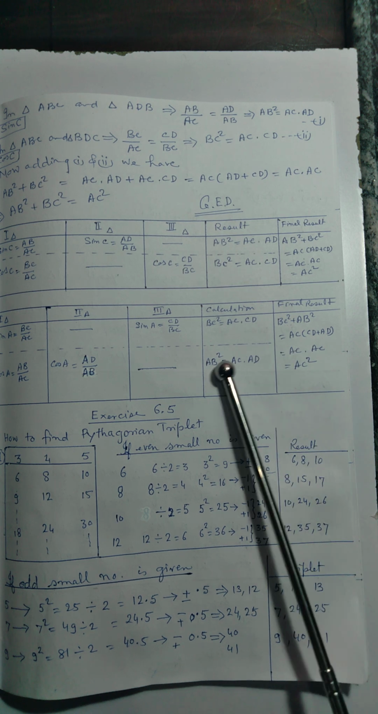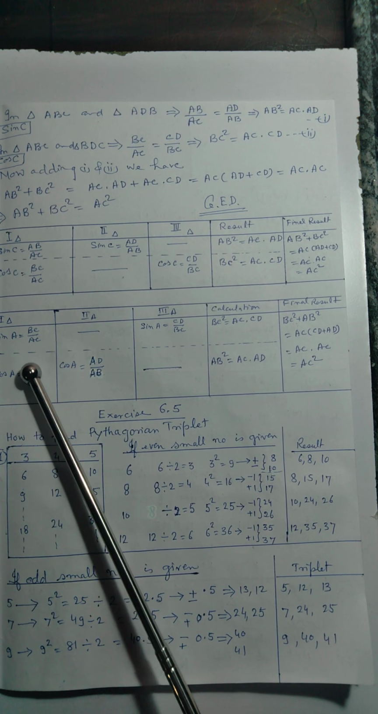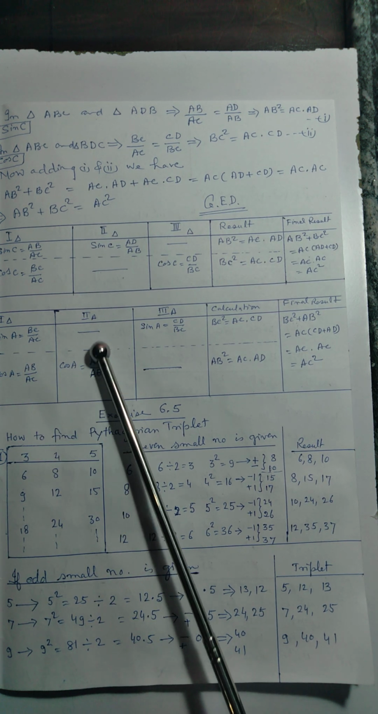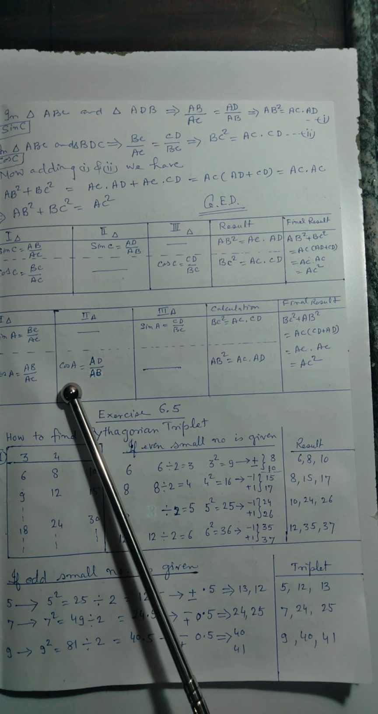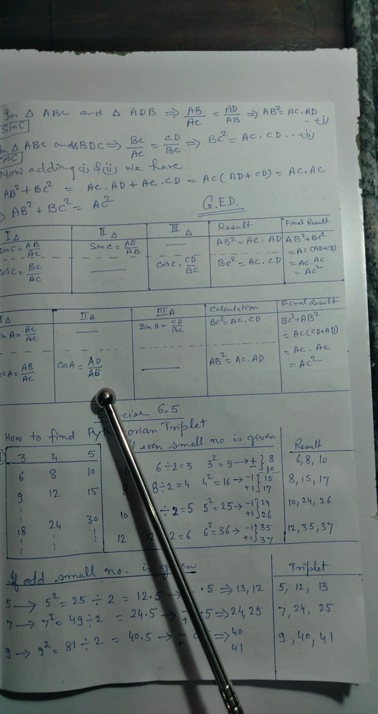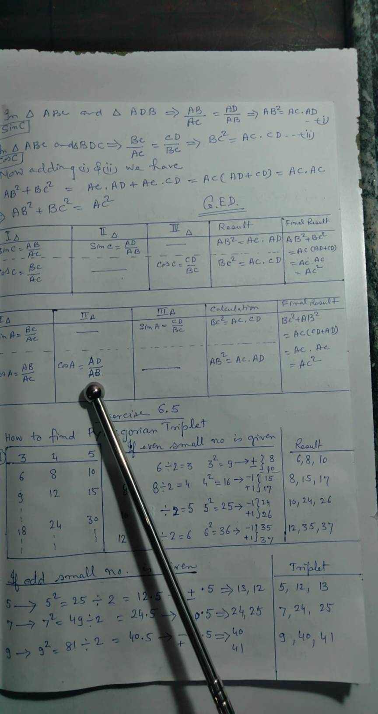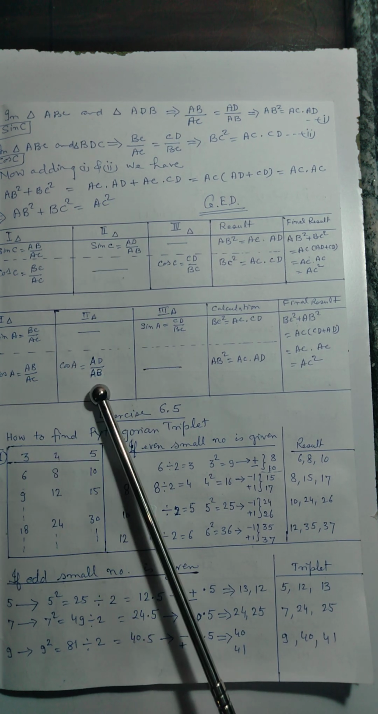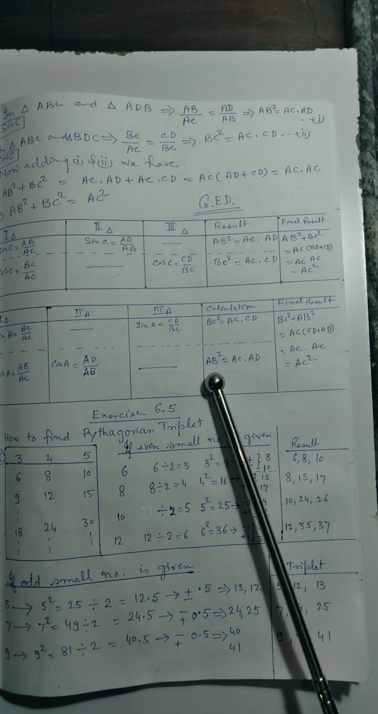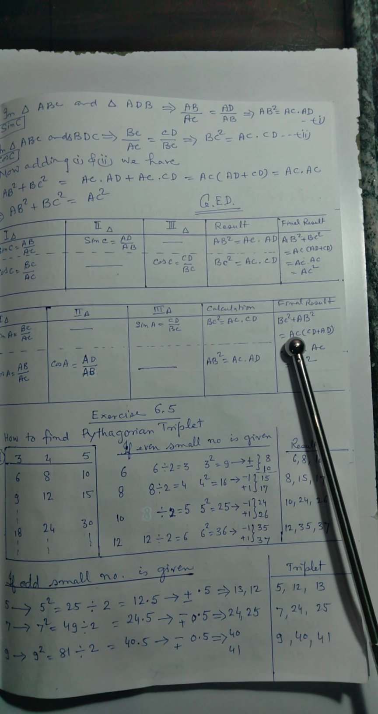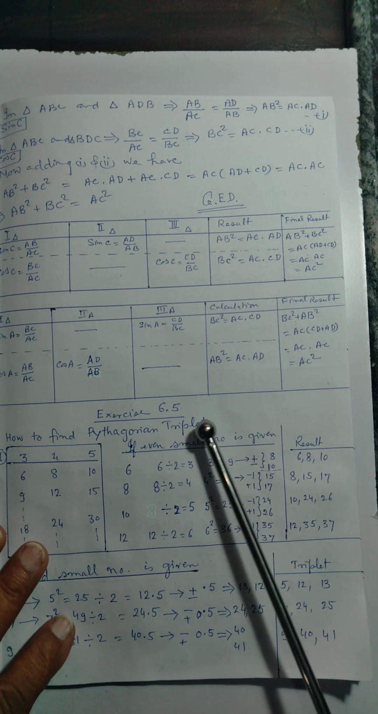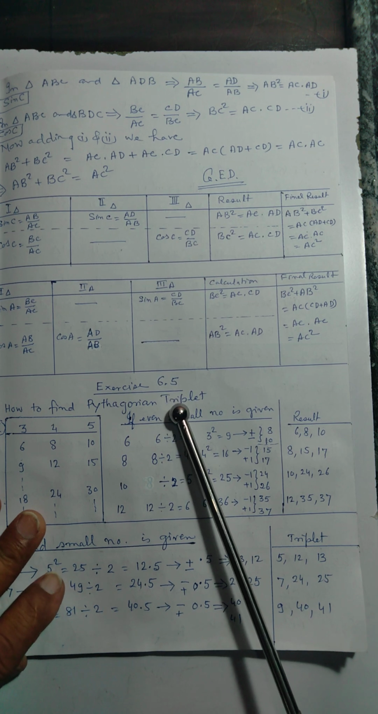Final result will be: again you take the cos of A in the first triangle, that is AB upon AC, and in the second triangle, cos of A will be equal to AD upon AB. Now both are equal, so cross multiply, you will get AB square equal to AC into AD. Now adding these two, you will get BC square plus AB square, again you will get AC square. Now proceed from exercise 6.5.